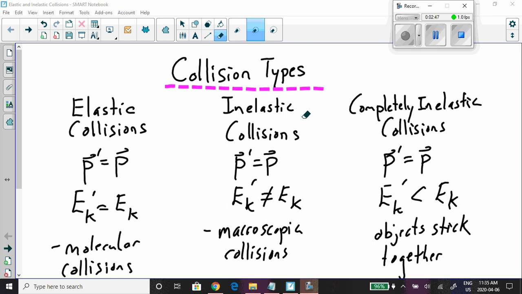All right, well, the next type of collision is what we call inelastic collisions. With inelastic collisions, the momentum is still conserved. Take a look at that. But the kinetic energy is no longer conserved. Where would you see something like that? What we call macroscopic collisions, macroscopic objects, everyday objects. If you're playing pool, billiards, and one ball knocks into the other, that would be an example of an inelastic collision.